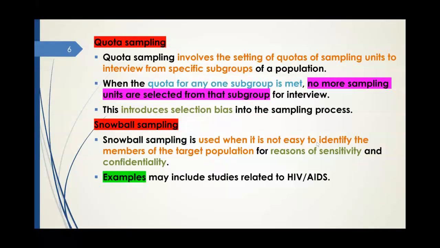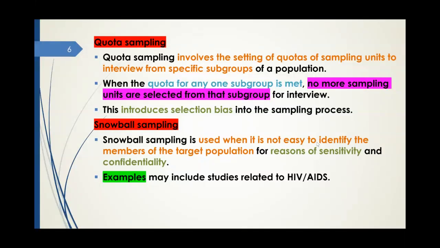Quota. This is what I was giving an example of when I said we're going to pick 5 first years, 5 second years, 5 third years, and so on and so forth. Okay. Here they say when the quota for any one subgroup is met, no more sampling units are selected from that subgroup. So when I have my 5 first years, I no longer continue to select first years. That's what they're basically saying there. This introduces selection bias into the sampling process. Okay, this begins to introduce selection bias.